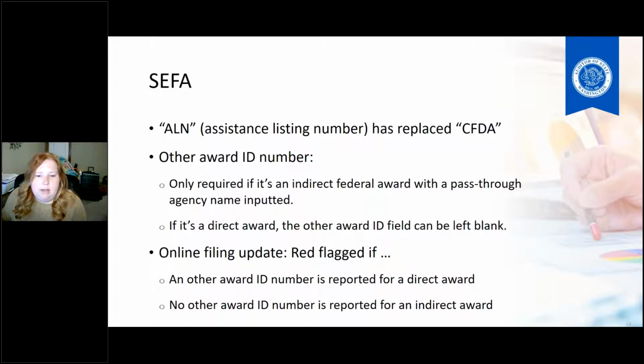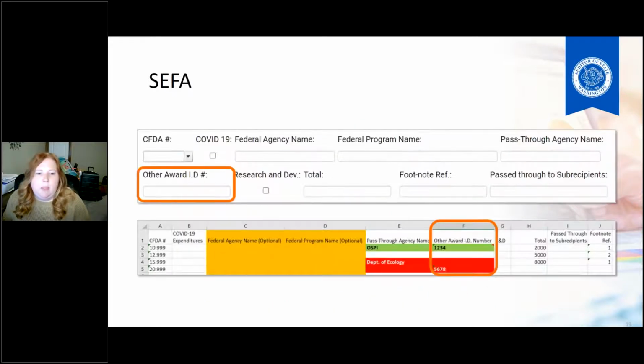And let's take a look at an example just to visualize what all of this means. The top image is just a screenshot of what the manual data input looks like within the filing system. Nothing has changed here except that if you leave the field for pass-through agency name blank, indicating it's a direct award, the other award ID field just gets grayed out, so it doesn't allow you to input anything, and it helps minimize the chance of getting one of those red flags.